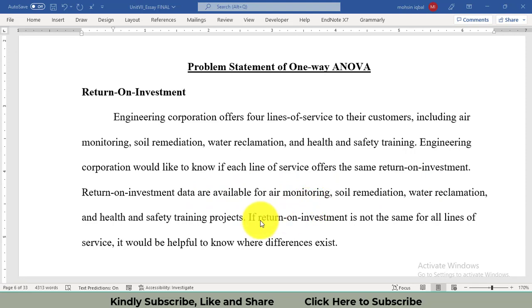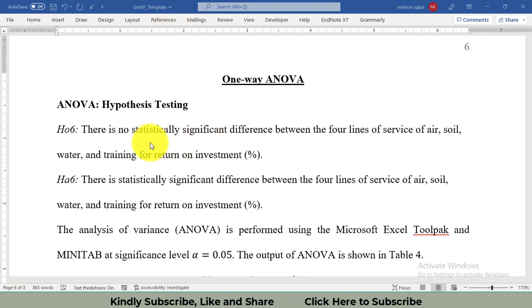The research question is: if the return on investment is not the same for all of their lines of service, it will be helpful to know where the difference exists, or which line of service is giving the maximum return on investment. Based upon the problem statement, the hypothesis has been formulated.